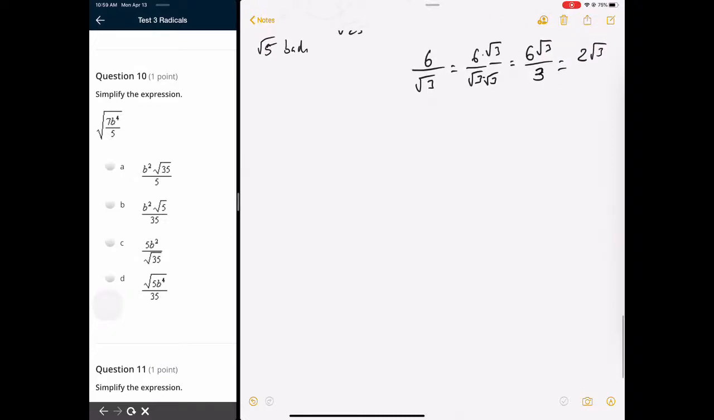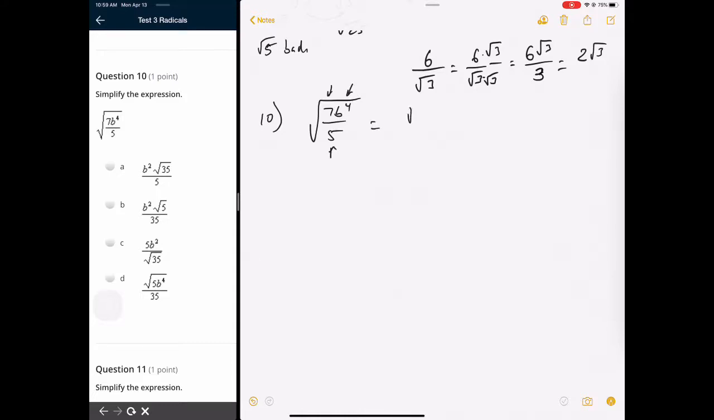Let's do this one. Homework question number 10. That's the square root of 7b to the 4th over 5. And we're going to say, well, what's the square root of 7? What's the square root of b to the 4th? What's the square root of 5? Can we do any of these?